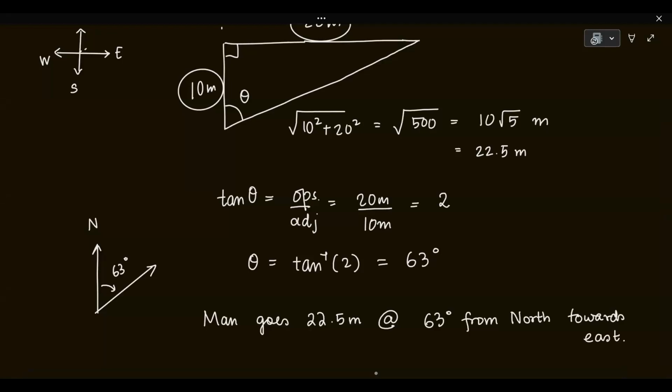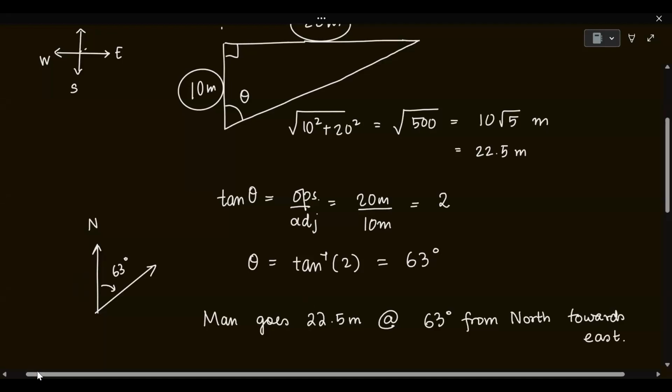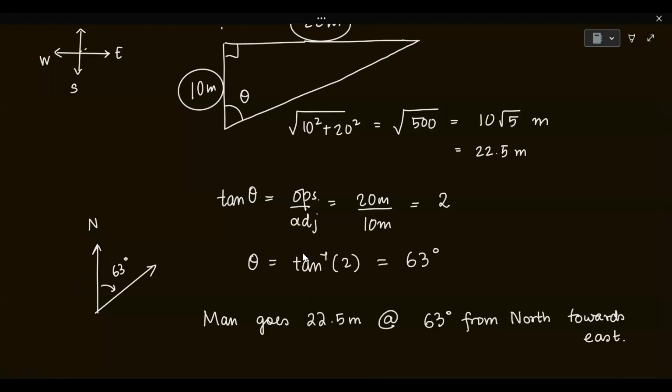Why do I have to mention towards east? Because 63 degrees could also be like this, and this would be 63 degrees towards west. So I hope you understood this. If you have any doubt, feel free to ask, guys. Did you understand, Shrishti? Any doubts? No, sir. Thank you.